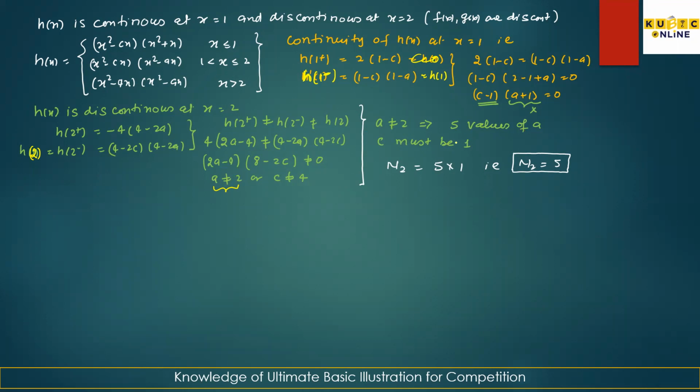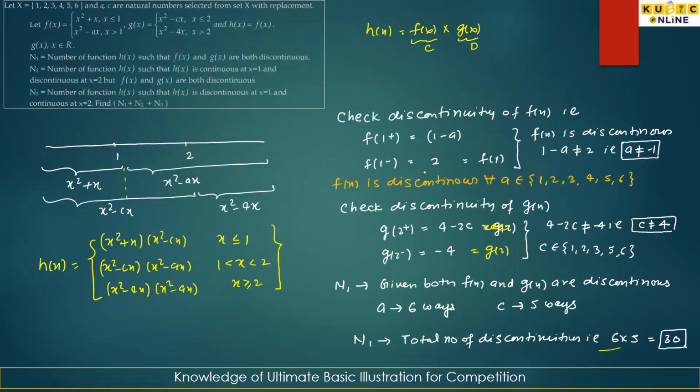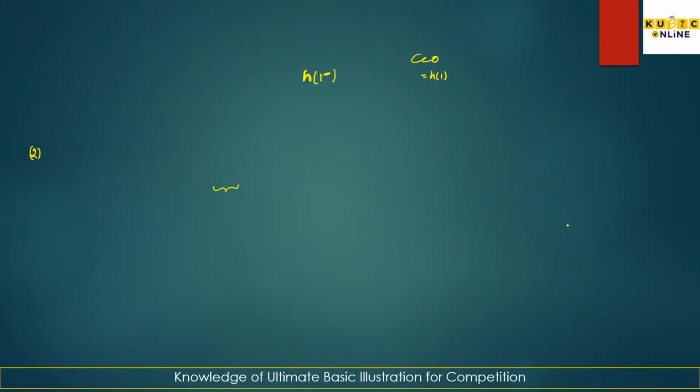Why? Because if you put c equal to 1, this function is discontinuous and this function must be continuous. So the value of c must be 1, and a can have any value other than 2. So therefore we are getting the total number of values for n2 as 5. Then we have to check the next part, which is given the number of functions h of x such that h of x is discontinuous at x equal to 1 and continuous at x equal to 2.